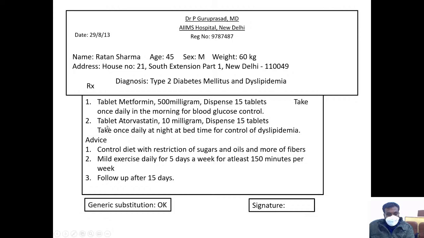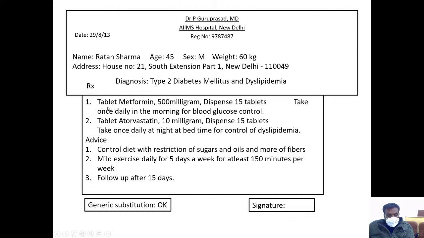And along with metformin, to combat dyslipidemia, we are giving tablet atorvastatin 10 milligram once at night bedtime for the control of dyslipidemia. So you have to also write in the prescription what is the formulation, oral formulation or IV or syrup formulation you have to write.